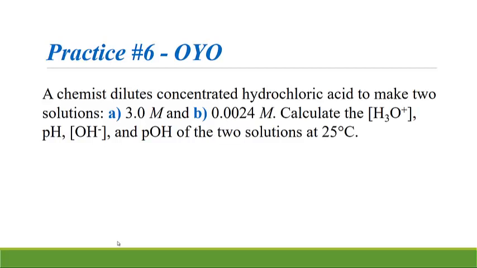A chemist dilutes a concentrated hydrochloric acid to make two solutions, a 3.0 molar and a 0.0024 molar. I want you to calculate the hydrogen ion concentration, or the hydronium ion concentration, which is the same as hydrogen ion, the pH, the OH concentration, and the pOH of the solutions at 25 degrees Celsius. So pause this, do both of them, and then come back.